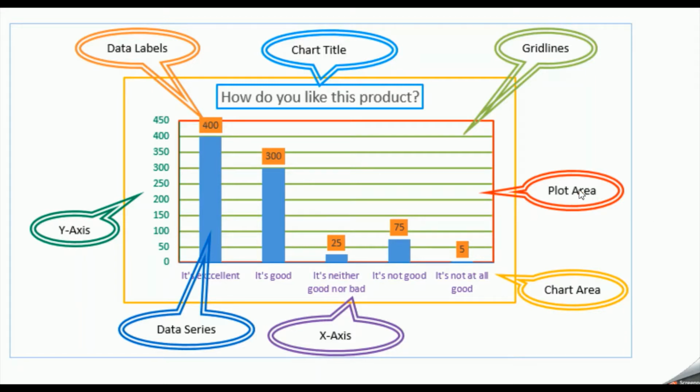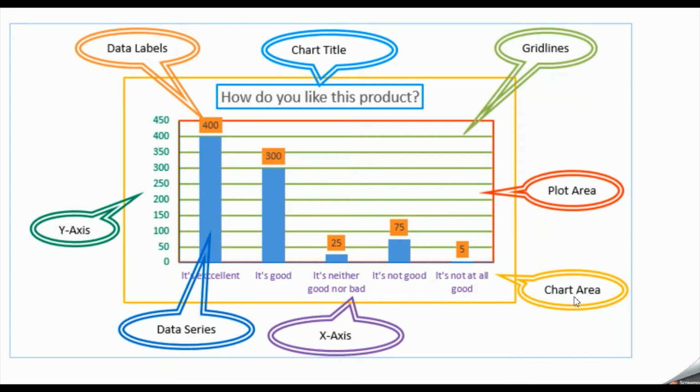Next is the plot area. You can see the red color boundary over here. Plot area is basically the rectangular area bounded by the two axes. The x-axis and the y-axis define the two sides of a rectangular plot area. You can see here this is the x-axis and this is the y-axis, and the entire area is called the plot area.